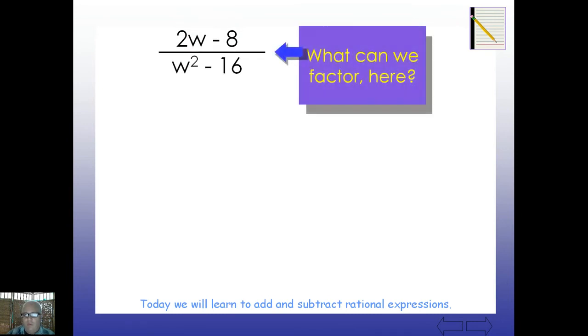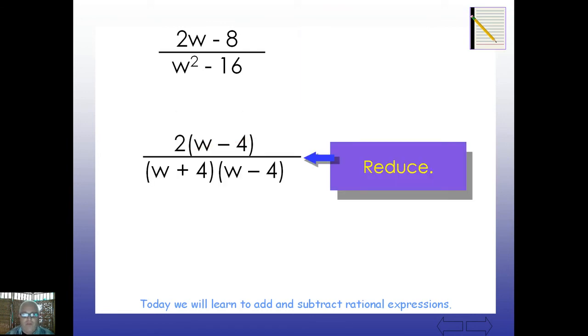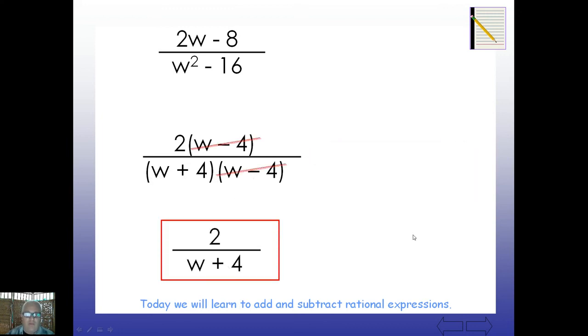All right then. What do you think we can factor here, top and bottom? Well, how about something out of the numerator? And what do we do with the bottom? Well, I already gave you a hint earlier. Looks like a difference of squares to me. So, I'm going to go ahead and do this. 2 times w minus 4. Do you see how we factor a 2 out right here? And then w squared minus 16 is this. And now let's reduce. The w minus 4's cancel. And our final result is 2 over w plus 4.